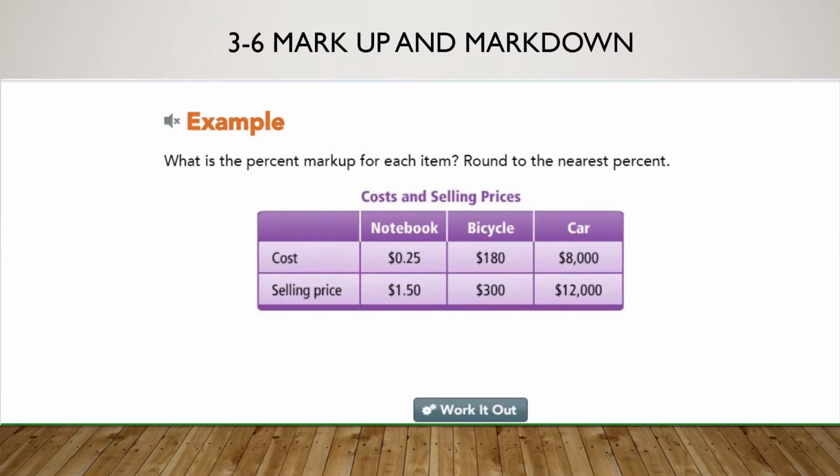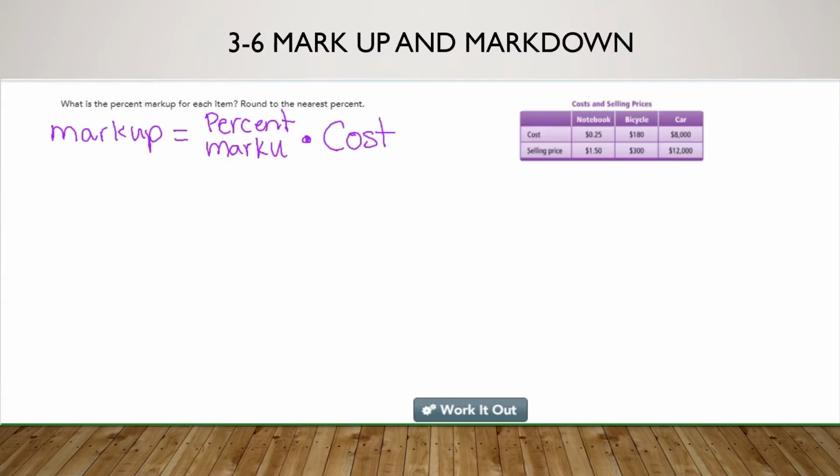What is the percent markup for each item? Round to the nearest percent. In order to figure out this problem, we can use our percent equation, which is part equals percent times whole. Now we have to remember what each portion of the equation is. So the part is considered the markup. That's the amount of change, so you have to subtract the cost from the selling price.